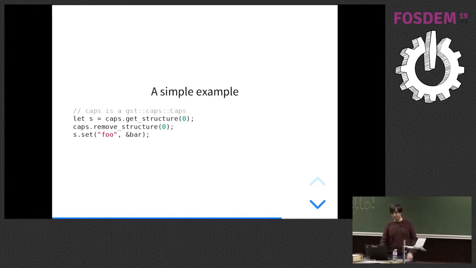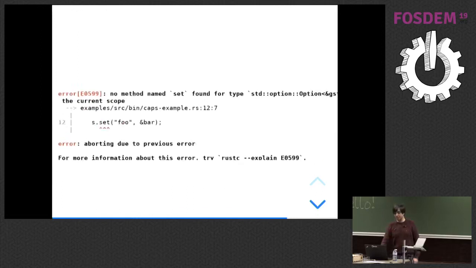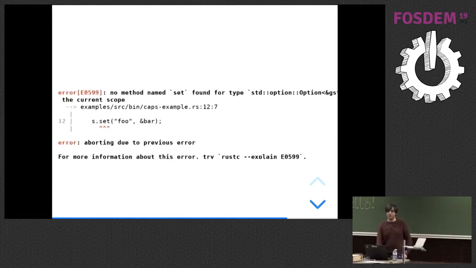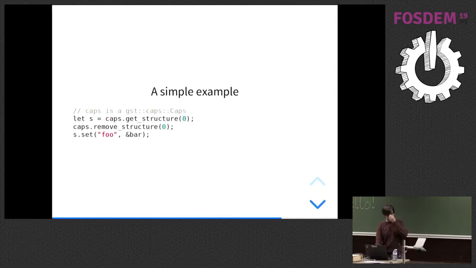But Rust would not allow you to do that, as you can see here. This is the first error you will get from compiling this code. It seems a bit weird at first, but I'll go back. If you see the first line, you say get structure. But it could be that caps doesn't have any structure. So how does Rust handle it? Because as I said, it doesn't do null pointers.